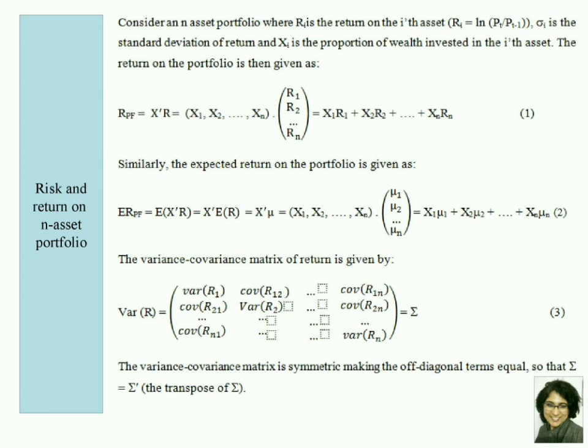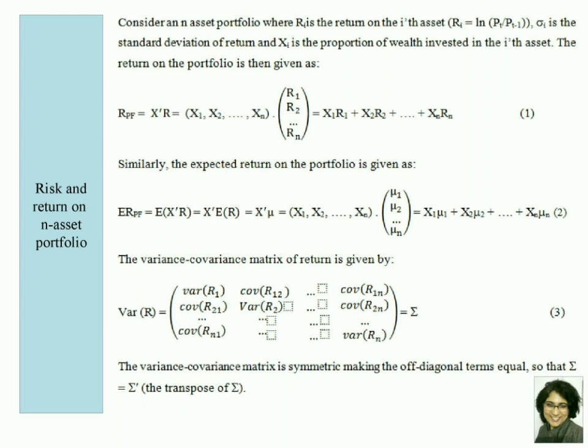Now we may consider the risk and return on the N asset portfolio. So we consider N assets where Ri is the return on the ith asset. Ri is calculated as log of Pt by Pt minus 1. Now there is an alternative formula. We can also use Pt minus Pt minus 1 by Pt minus 1, that is the proportionate change.